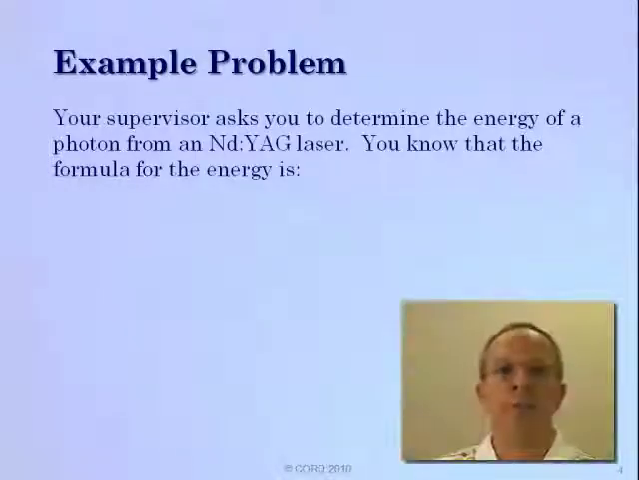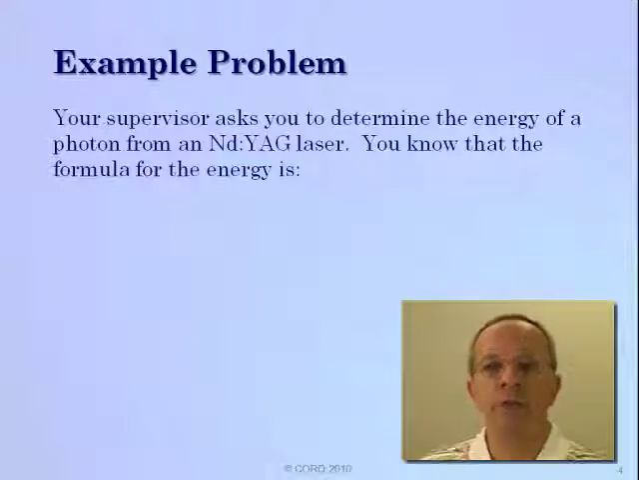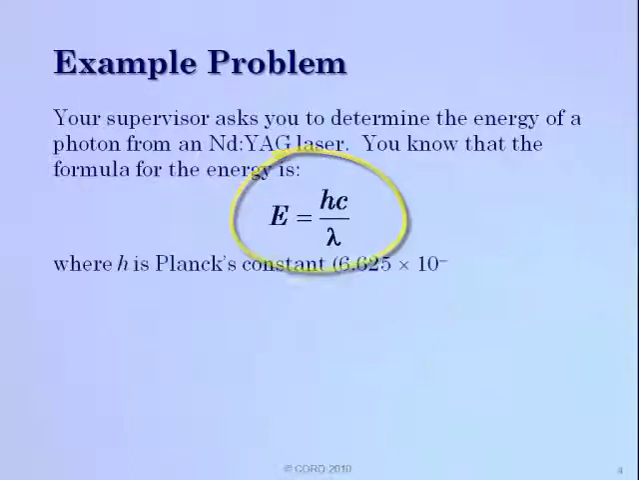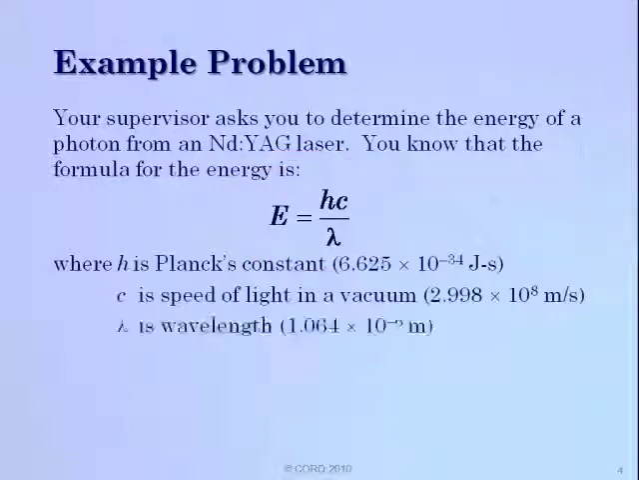Now let's look at an example problem. Suppose your supervisor asks you to calculate the energy of a photon from a certain laser. You know the energy of that photon can be calculated from the formula E is equal to hc over lambda, where h is Planck's constant, c is the speed of light in a vacuum, lambda is the wavelength, and E is the energy in joules.